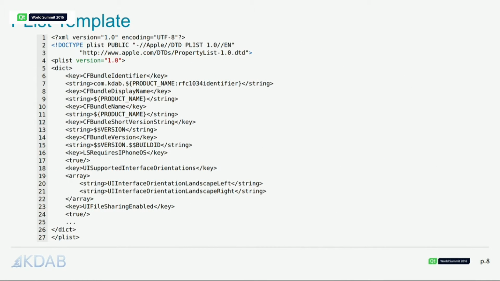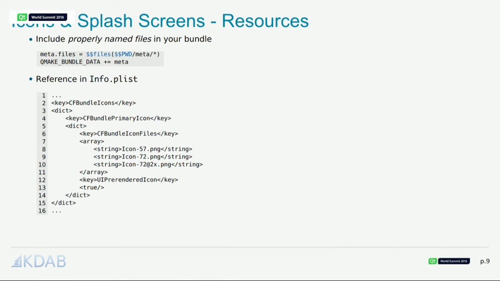plist template, I won't go into too much detail, I'll just show you the file before. How you handle icons and splash screens. There's two ways of doing it as resources. So you just put all your PNGs into your resources, and assuming they have the exact right size and the exact file name, Xcode will find them and use them.